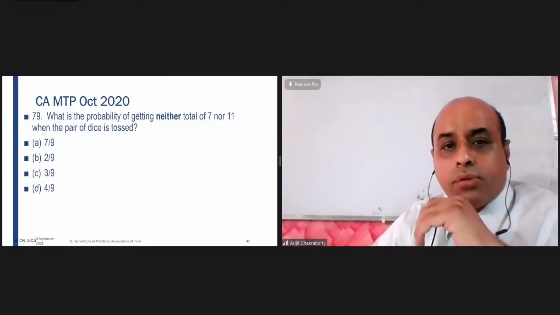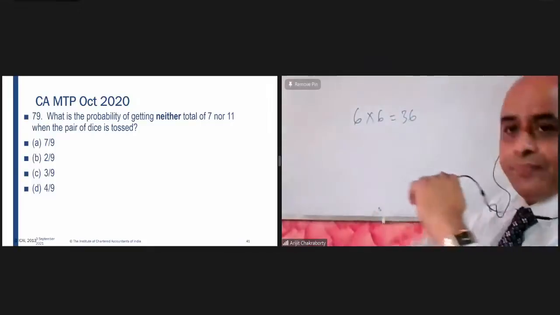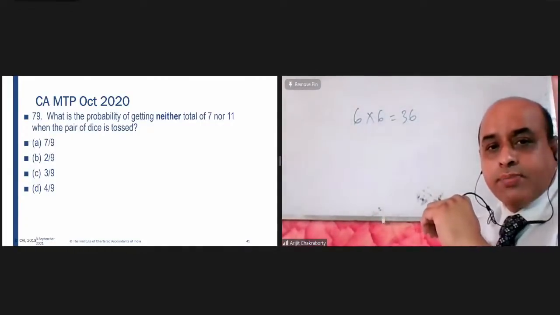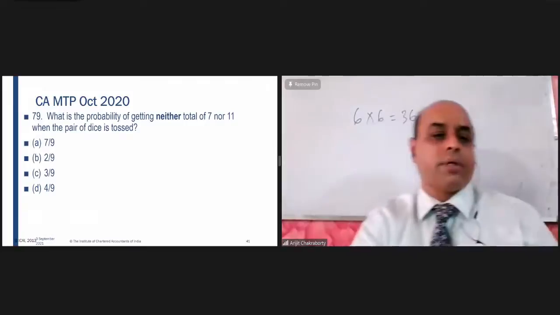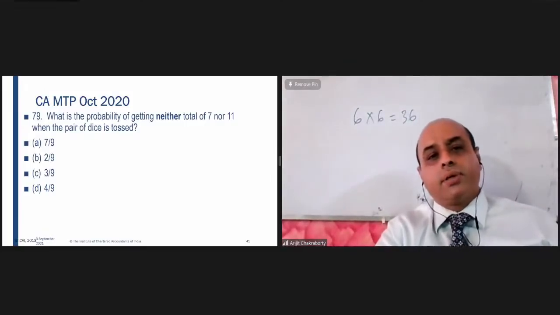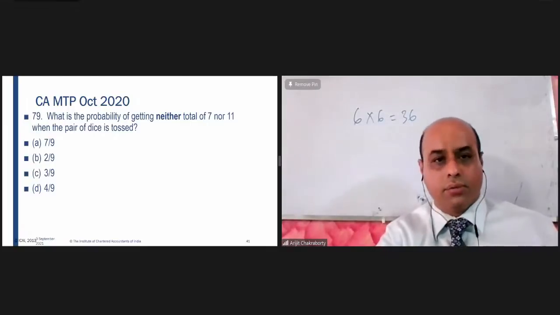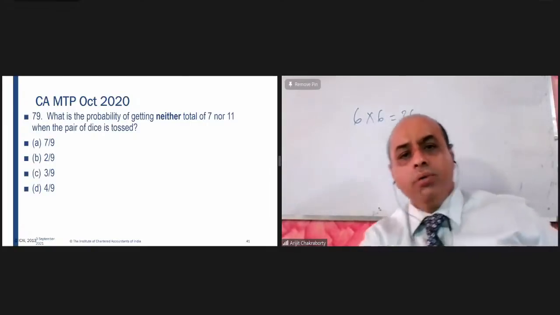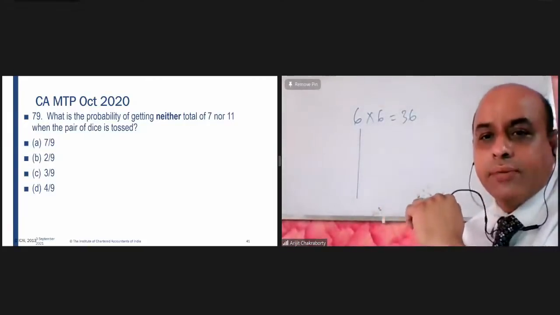Now the probability of, so I'm rolling 2 dice. So it can have 6 into 6, 36 ways. So what is the probability of getting neither total of 7 nor 11 when a pair of dice is tossed? So what can we do in this example? Now let us try and first find out what will be the possibility of getting 7 or 11. Let us try and find out. So how can you get, when you are throwing 2 dice, let me just draw a table. How can you get 7 or 11?